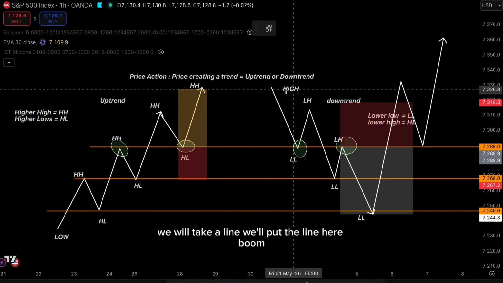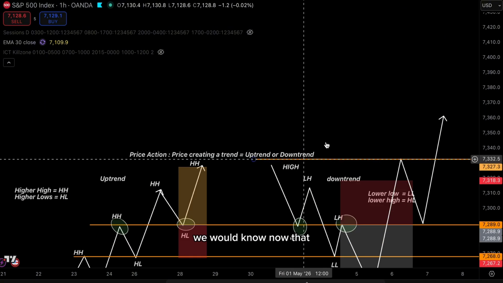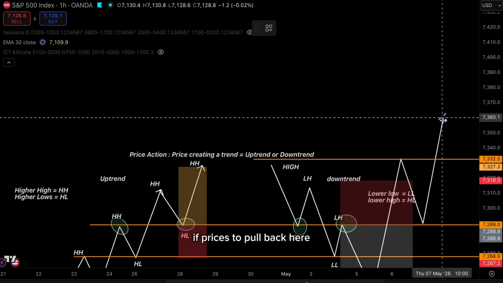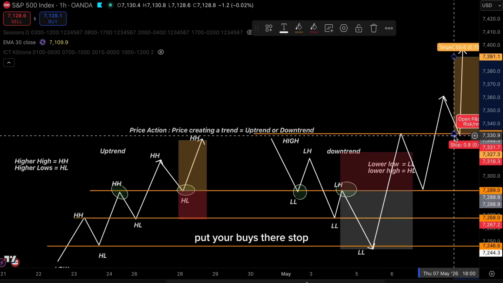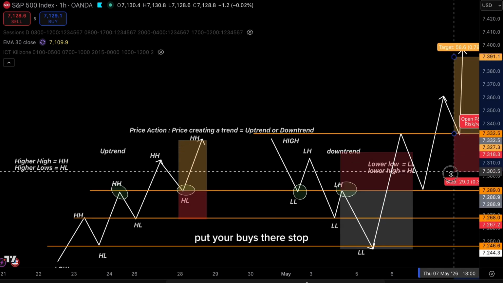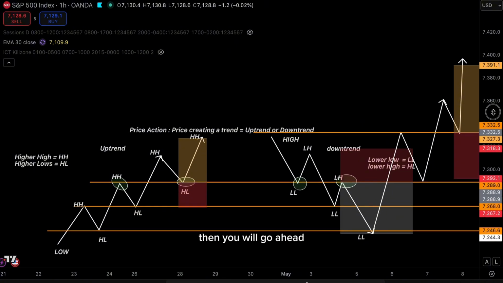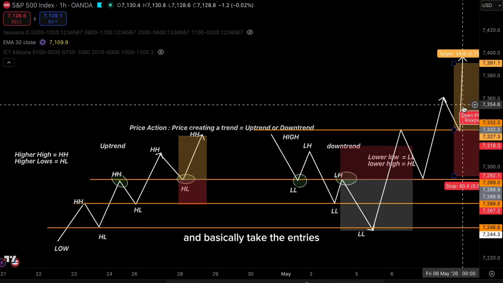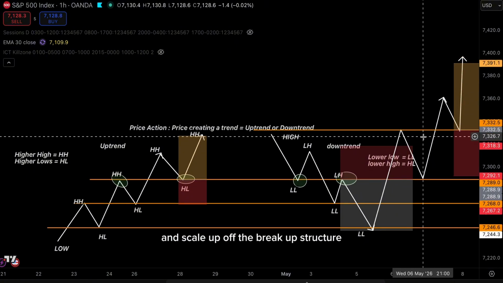So we will take a line, we'll put the line here. Boom, we would know now that if price is to pull back here, put your buys there, stop loss would be there. And then you will go ahead and basically take the entries and scale up off the break of structure.